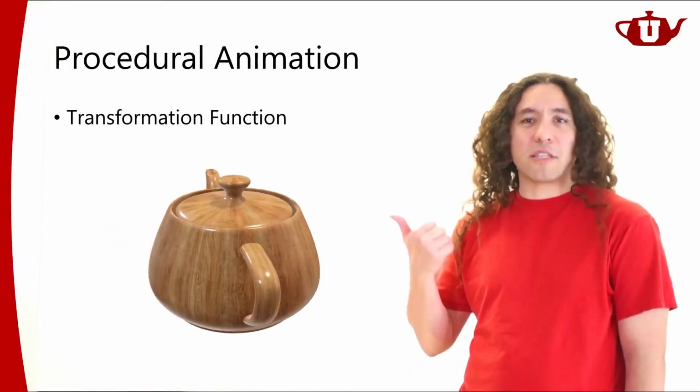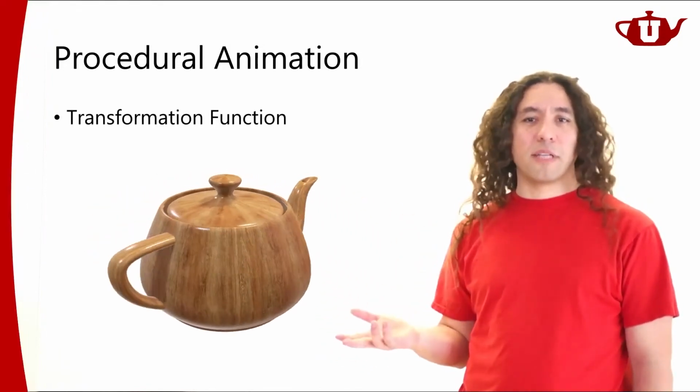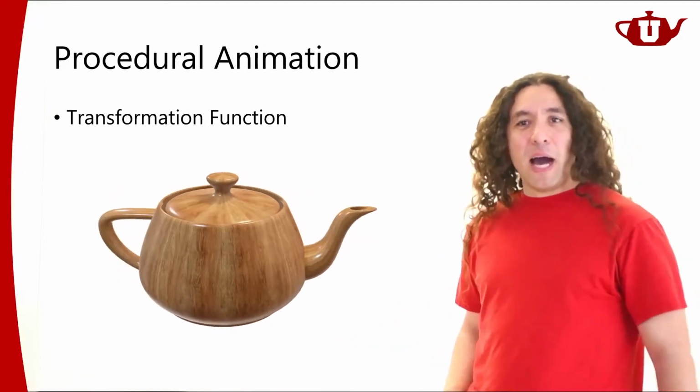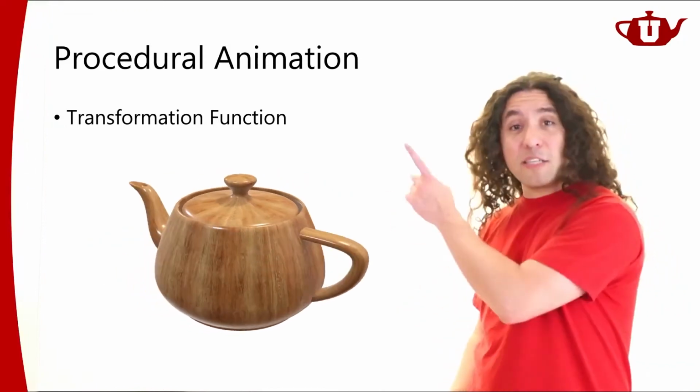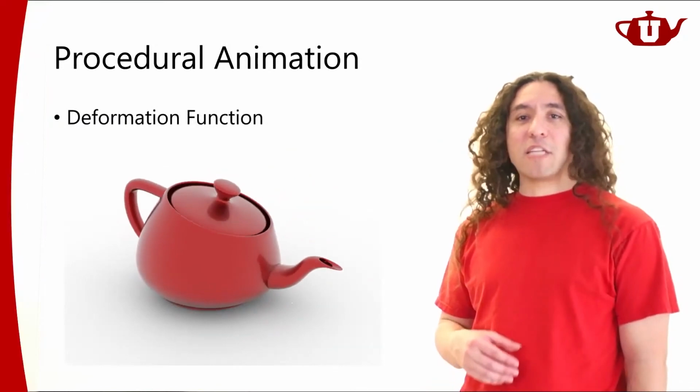All you need to do is to change the transformation matrix. You just change the rotation parameter here and you're done, right? Very, very easy to do. But of course, there isn't much you can do with this. But procedural animation is not limited to just transformation functions. We can also have a deformation function, right?